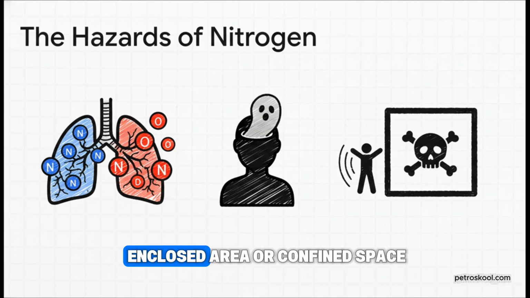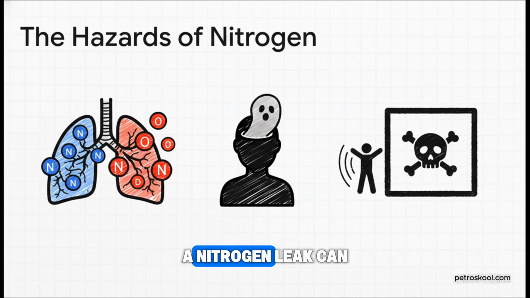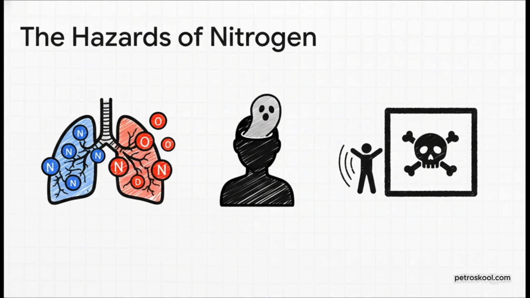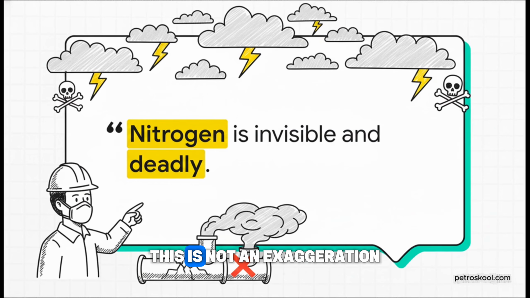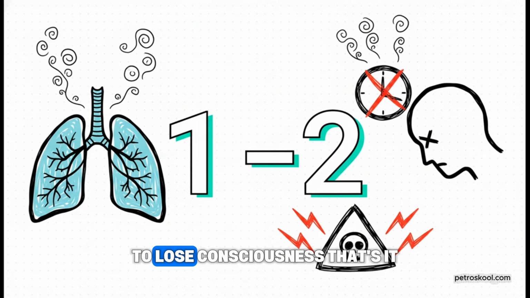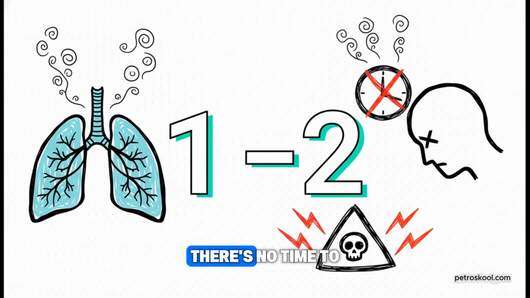In any kind of enclosed area or confined space, a nitrogen leak can create a deadly, oxygen-deficient atmosphere in seconds. Let this sink in for a second. This is not an exaggeration, it's a fact. Underestimating the risk of nitrogen has led to fatalities all across our industry. And why is it so dangerous? Because it only takes 1 or 2 breaths in an atmosphere that's mostly nitrogen to lose consciousness. That's it. There's no time to react. You don't feel like you're suffocating, you just pass out.